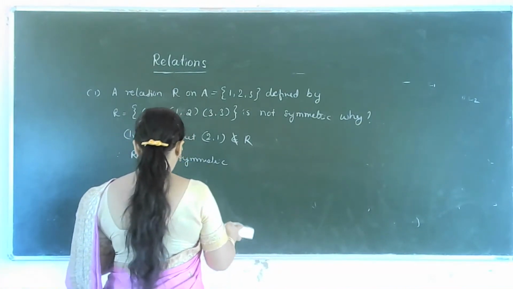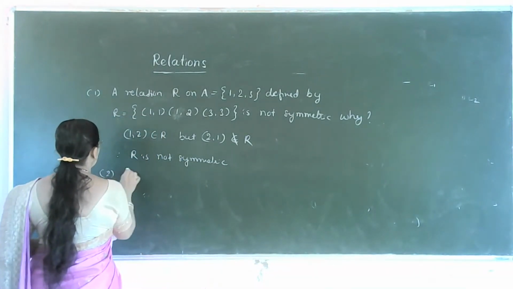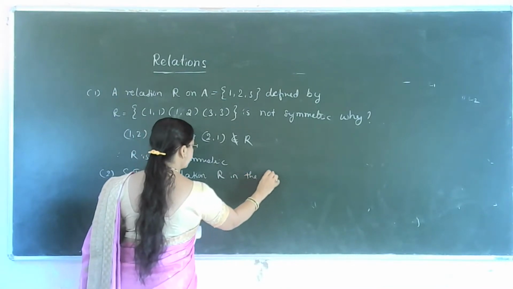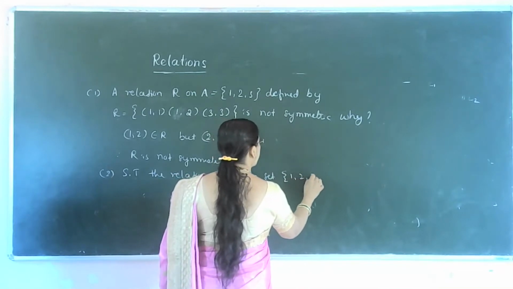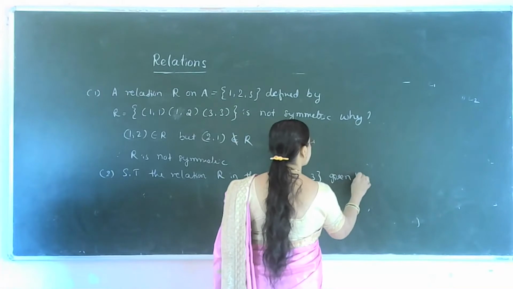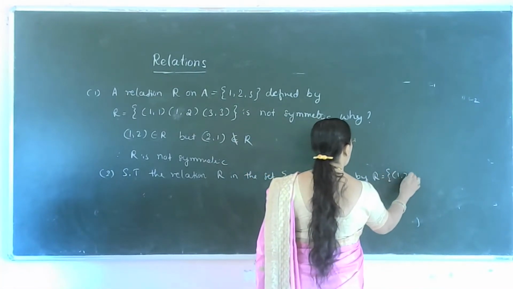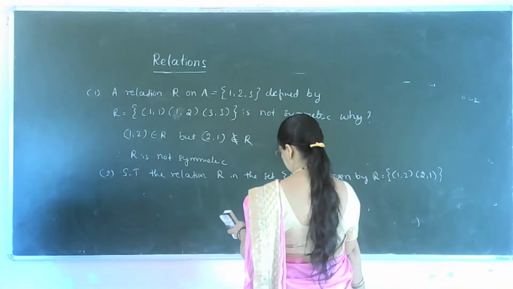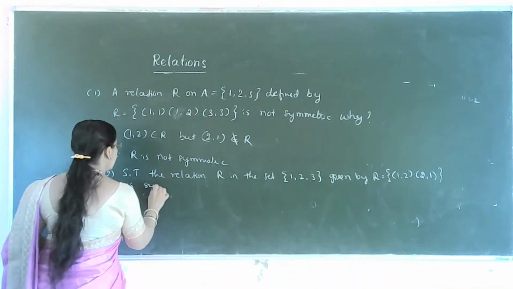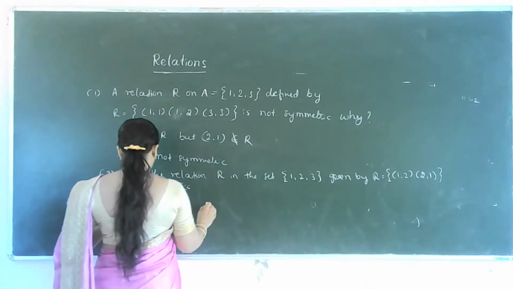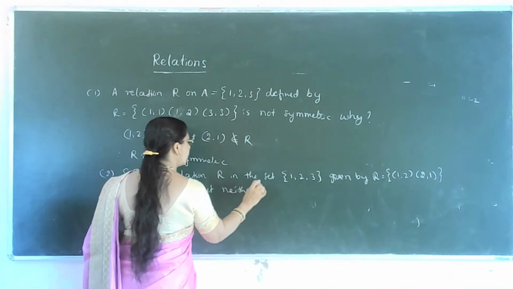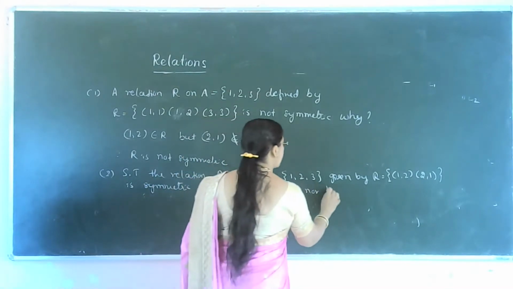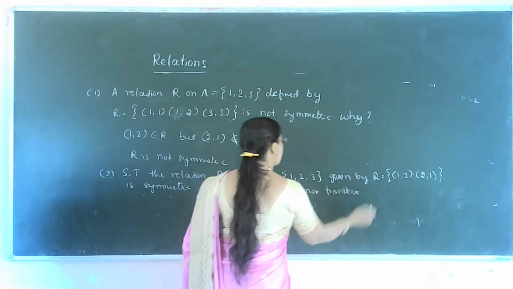Another question: show that the relation R in the set {1, 2, 3} given by R = {(1, 2), (2, 1)} is symmetric, but neither reflexive nor transitive.